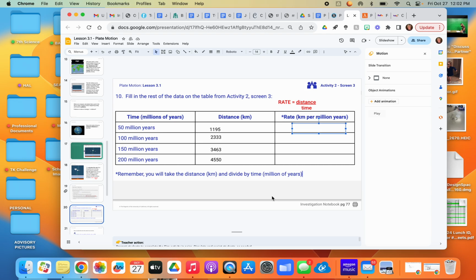So now what I'm going to do is I've got to figure out my rate then. So I'm going to take the distance, 1,195, and I'm going to divide that by 50. Okay, that's my time. And the answer is 23.9. I'm going to go ahead and round that up to 24. So I want you to go ahead and do the rest of those, and then we'll come back and make sure that you and I have the same one, okay?